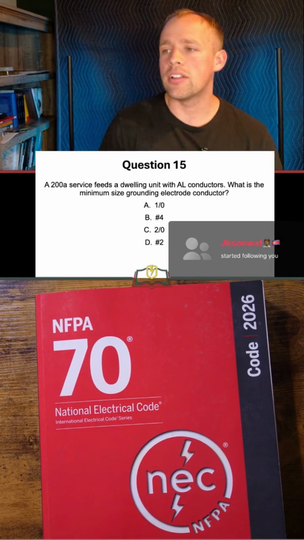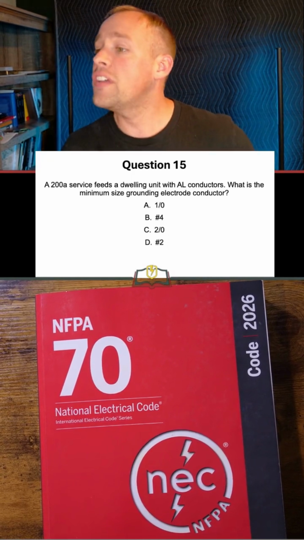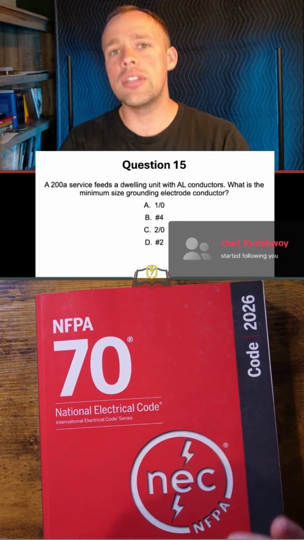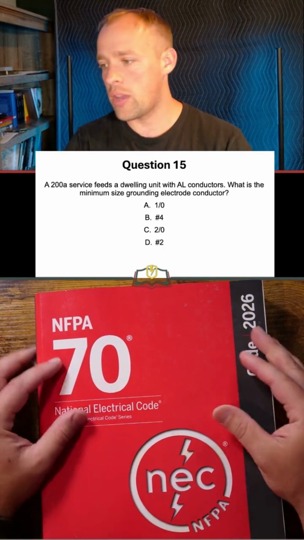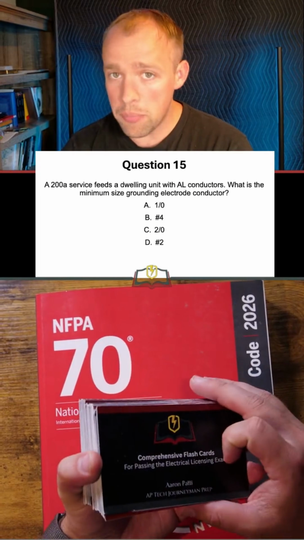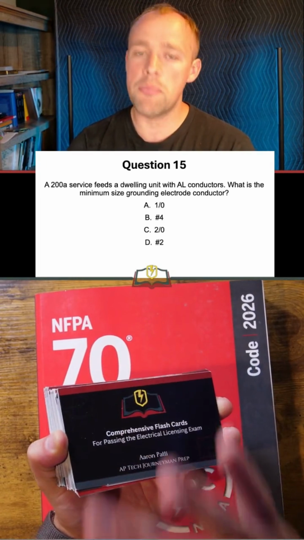Let's see what we got here. It says a 200 amp service feeds a dwelling unit with aluminum conductors. What is the minimum size grounding electrode conductor? Okay, guys, this is definitely in my flashcards. For grounding and bonding, you should have 3 tables memorized.